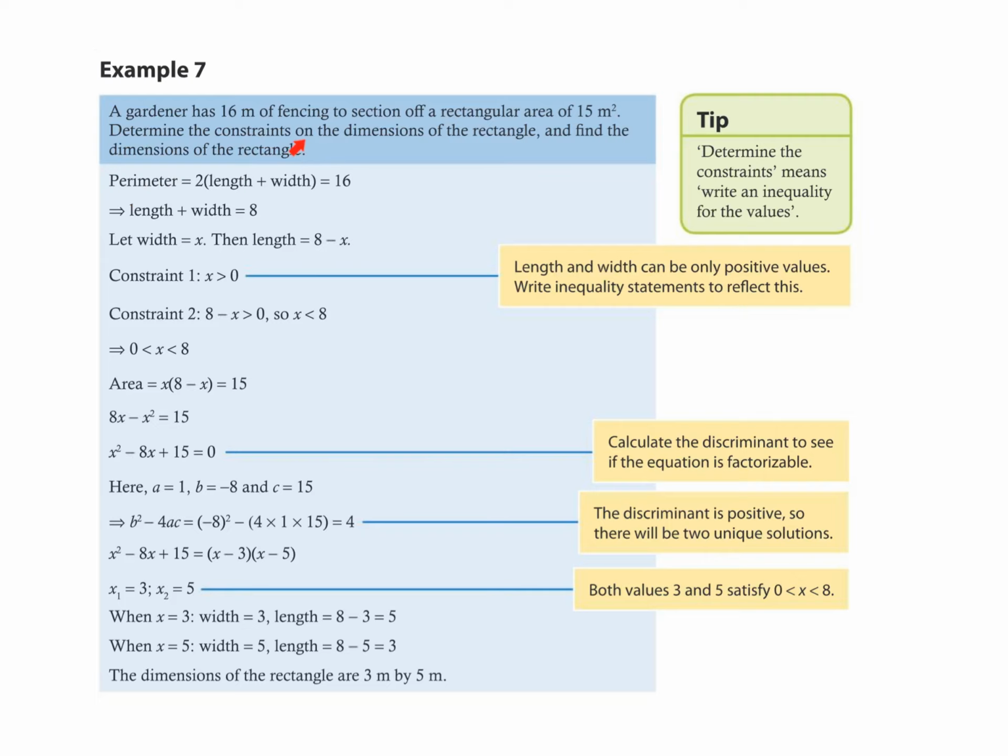Now the first step here, we know it's 16 meters of fencing, so we know the total perimeter will be 16. Now the perimeter, it's a rectangle, so the length plus the width times 2 should equal 16. Therefore, the length plus the width would equal 8. Length plus width equals 16 divided by 2 equals 8.